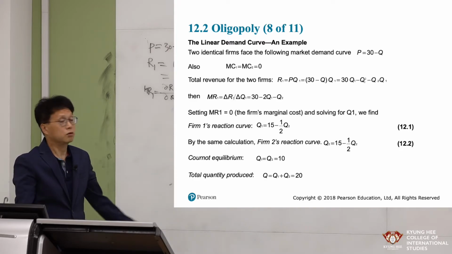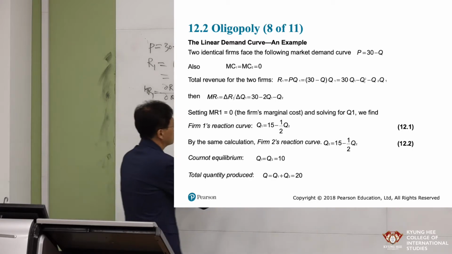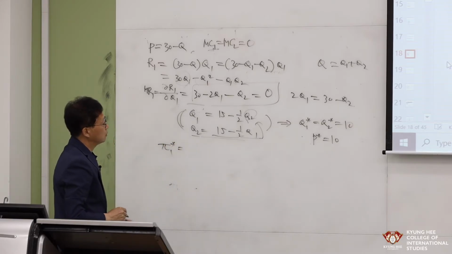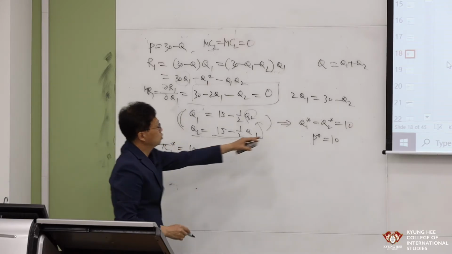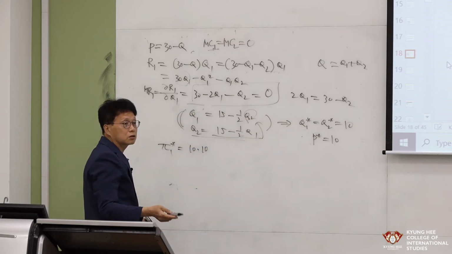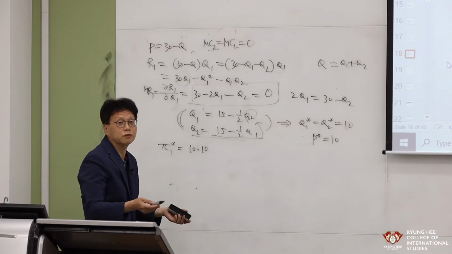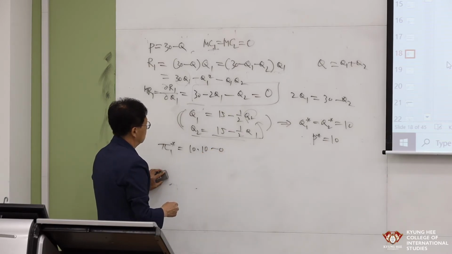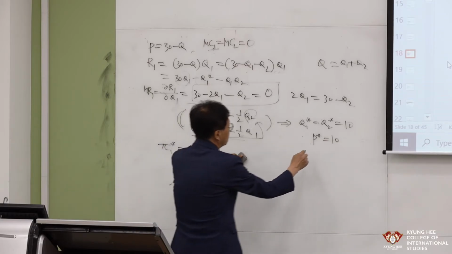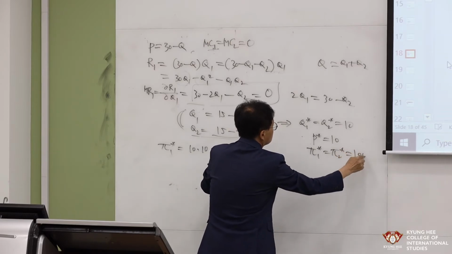right? Then we can also calculate the profit of firm 1 and firm 2. Firm 1's profit is pi 1 star, right? Price is 10. Q star is also 10, right? And marginal cost is equal to 0 and constant, right? So no cost production function. Total cost is equal to 0, right? Then profit should be equal to 100, right? So similarly, pi 1 star equals pi 2 star, which is equal to 100.